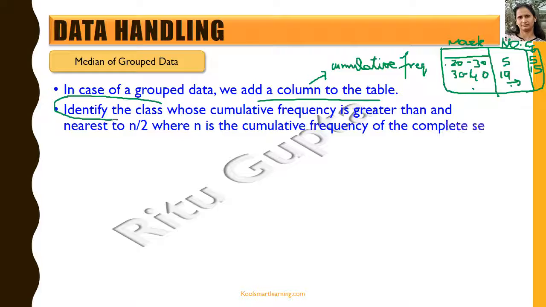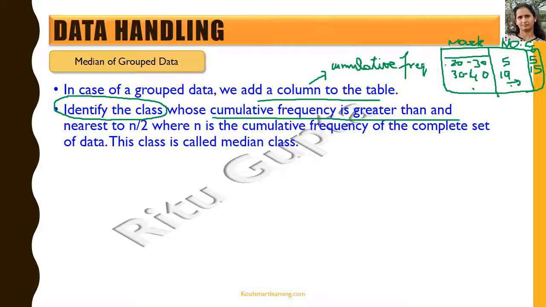We'll identify the class whose cumulative frequency is greater than the total frequency n by 2, where n is the cumulative frequency of the complete set of data, and that class is called the median class. Now this is how we are going to do it. We'll see that in a few minutes. We'll see how we actually do that with the help of an example. So we add this cumulative frequency column to the table, and then we identify the median class.